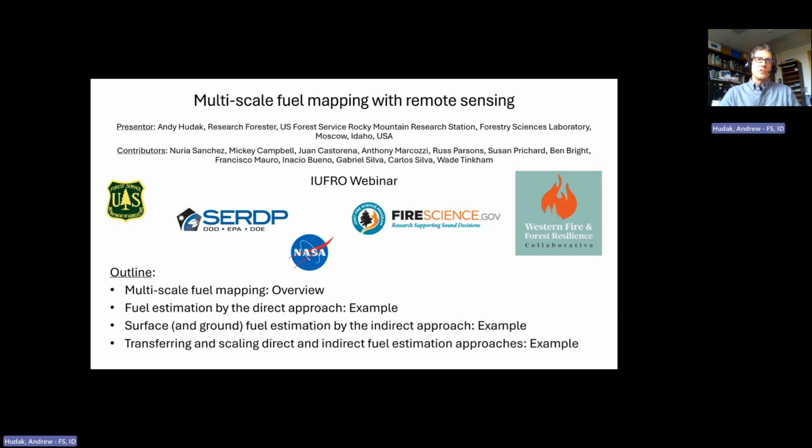So my outline today is just first give you kind of an overview of some of the ideas that have emerged on this topic of fuel mapping at different scales. And then I like results-oriented talks, so I'm going to give you an example of how we do fuel estimation by what I'm calling a direct approach, where we associate those physical fuel measurements collected in the field with remote sensing data. And then I'll give you an example of an indirect approach of fuels estimation for estimating surface and ground fuels. And then finally, most recent work, very new actually, it's a manuscript in prep, for transferring some of these ideas and scaling them to another site for both direct and indirect fuel estimation.